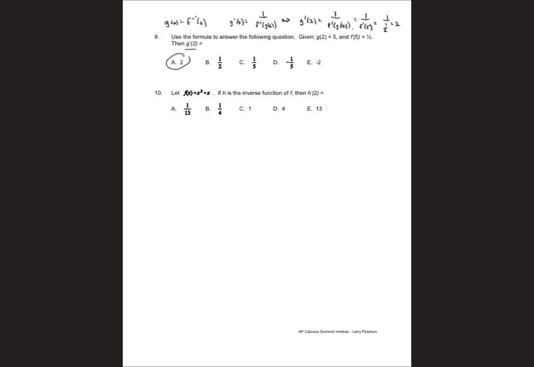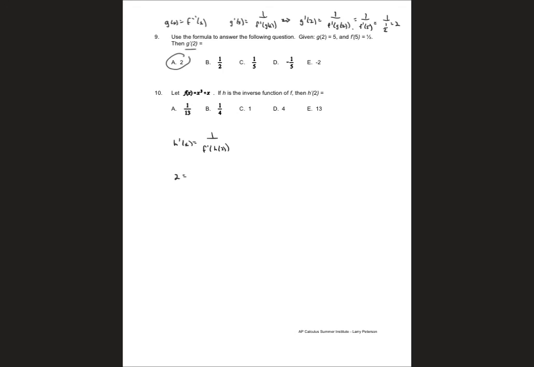And the next one, kind of similar. If h is the inverse of f, then what we want is h prime of 2. So here we get again that h prime of x is going to be 1 over f prime of, I guess we're going to call that h of 2. And finding the h of 2 is the challenging part.